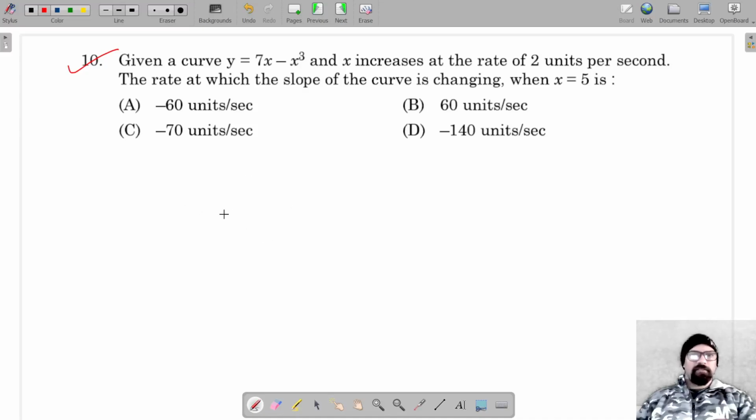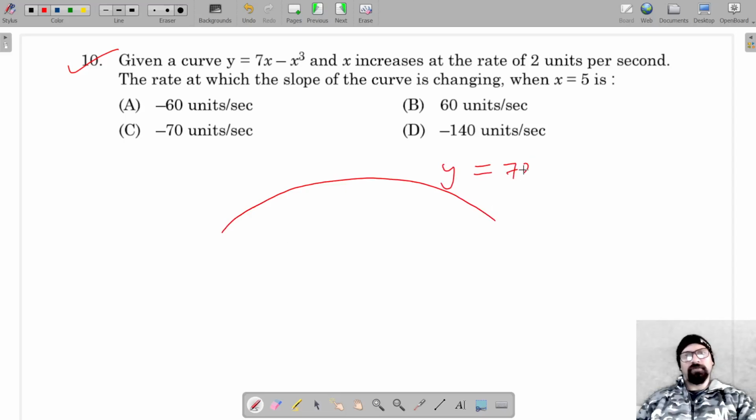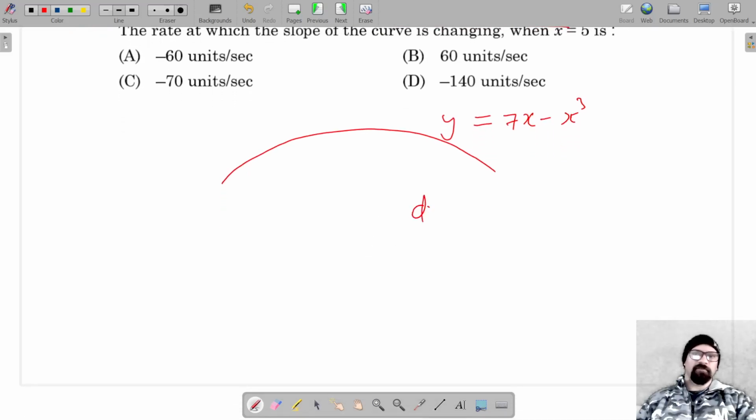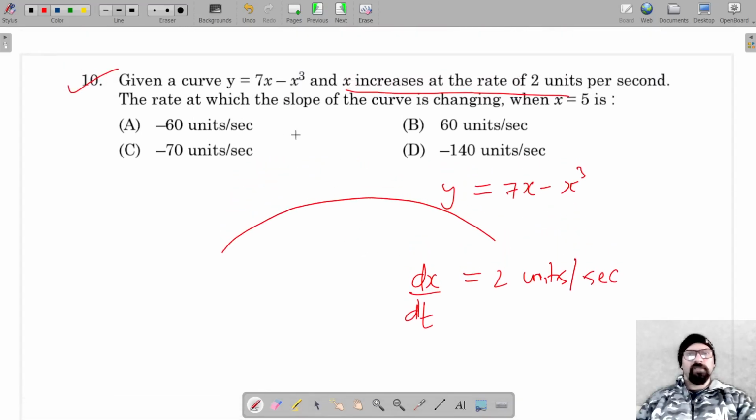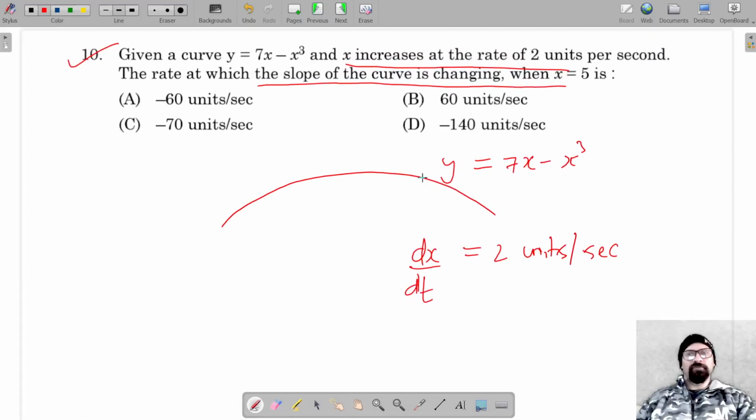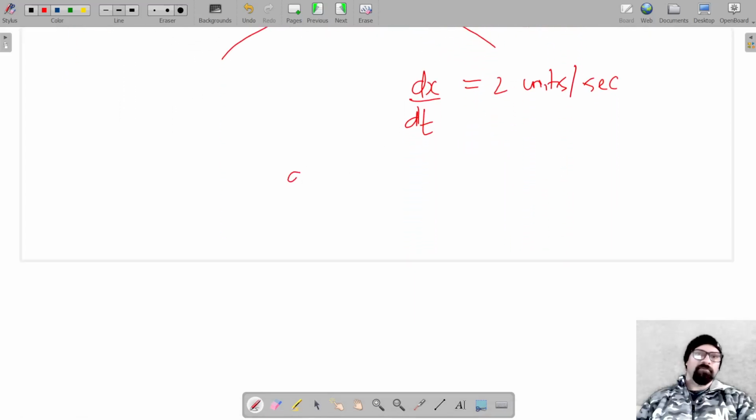Okay, for question number 10, it's given that there is a curve. Let's say this is the equation of the curve y is equal to 7x minus x cubed, and x increases at the rate of 2 units per second. That means dx by dt is 2 units per second. Now we have to find the rate at which the slope of the curve is changing. Now the slope of the curve is given by dy by dx.